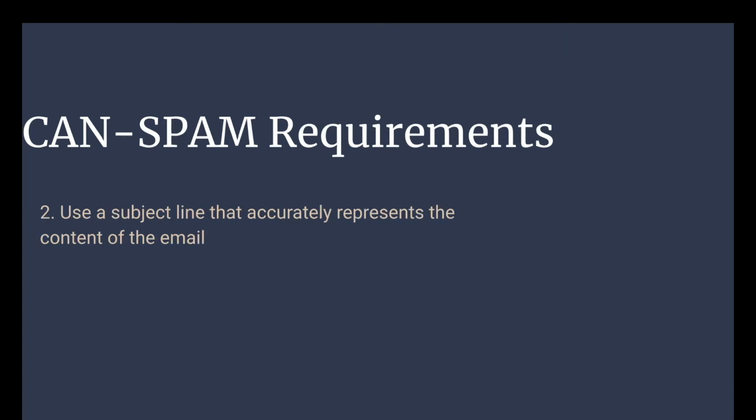Use a subject line that accurately represents the content of the email. Now this one is important to differentiate from having intrigue. One of the tips for writing good subject lines is to use intrigue or some form of catchy phrase. This doesn't mean, however, that you will mislead the reader by giving false information regarding what the email is intended to do. Here's an example.